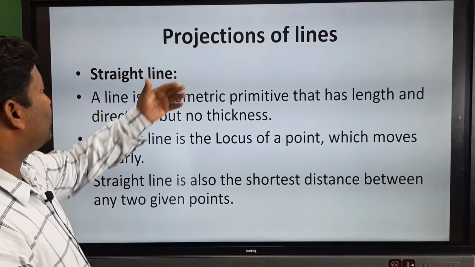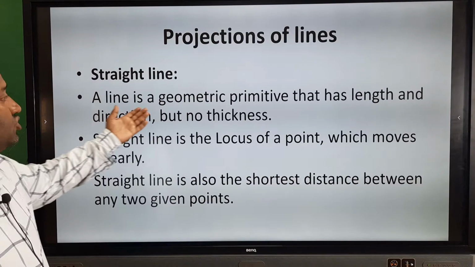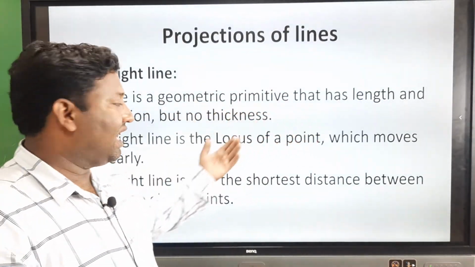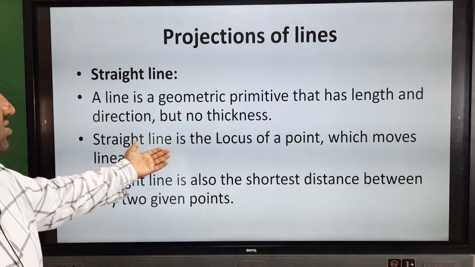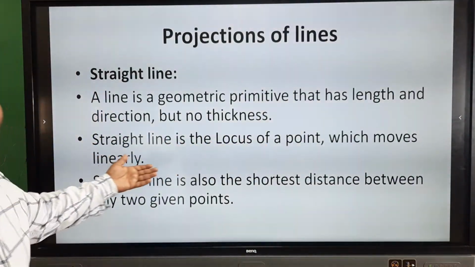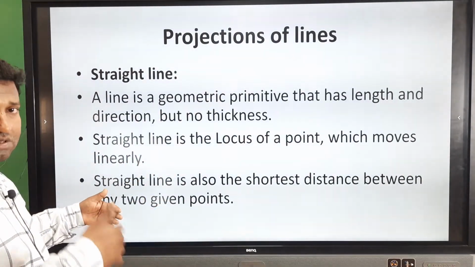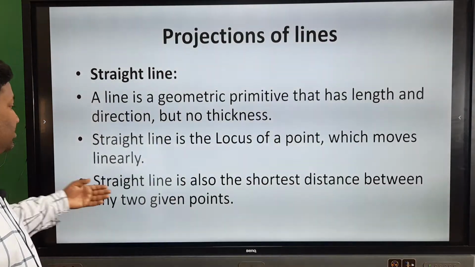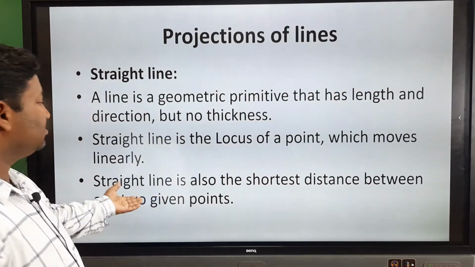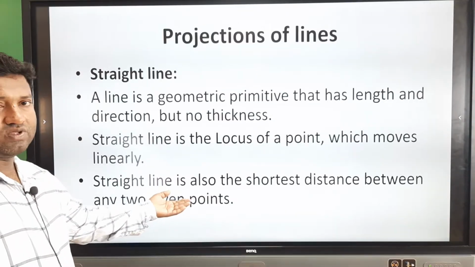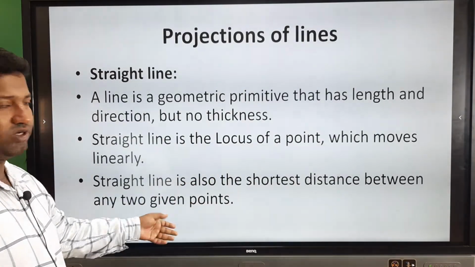In the projection of straight lines, first of all we have to go through the theory. A line is a geometrical primitive that has length and direction but no thickness. A straight line is the locus of a point which moves linearly, either horizontally or vertically, sometimes rotating, which we will represent in AutoCAD. A straight line is also the shortest distance between two given points. We already discussed this in the previous classes: what do we mean by a line? It is the shortest distance between two points.